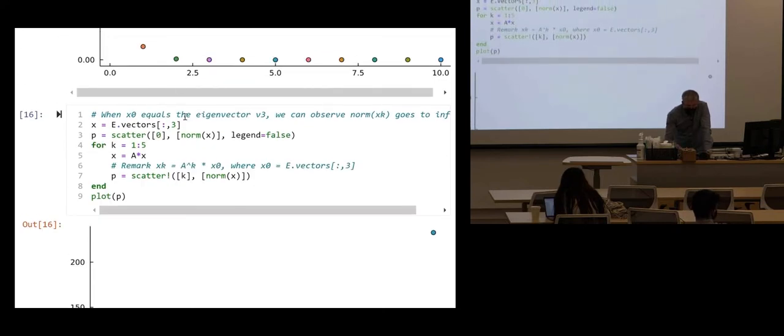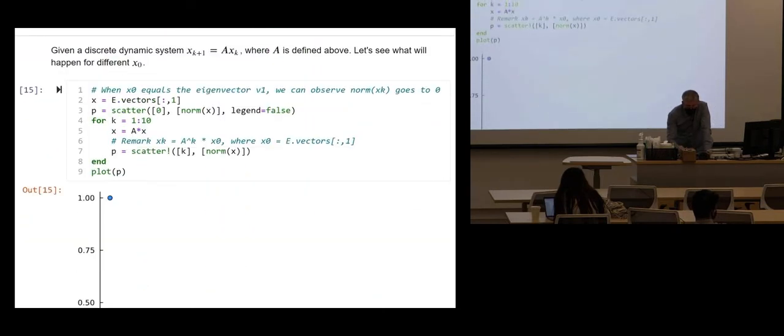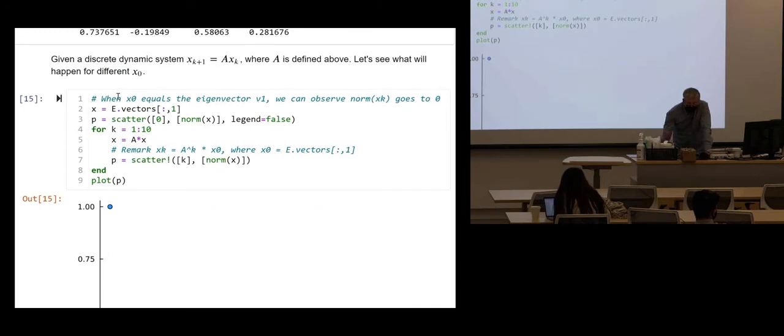So how the dynamics behave on individual vectors, when they're eigenvectors, is really easy. They just get multiplied by numbers. Now, if the eigenvectors form a basis, how can you analyze what a general vector is doing?